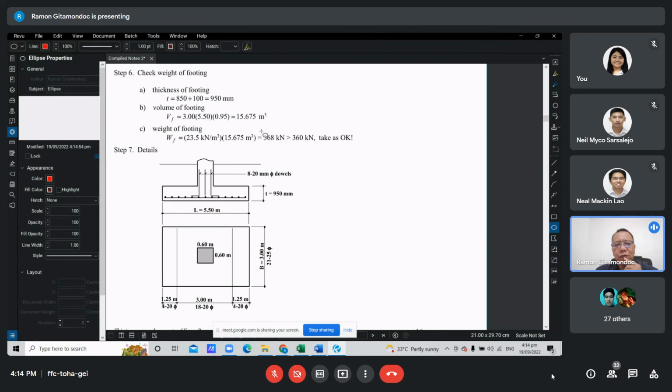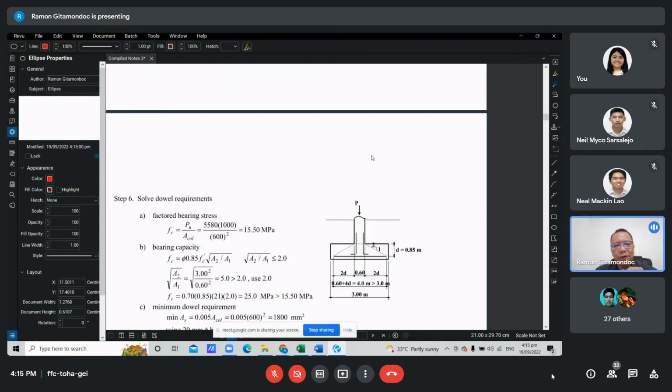In this case, our actual weight is 368. Our assumed weight from step 1 was 360 kilonewton. So our actual weight is greater than the assumed weight, so what we would do is go back to step 1 and recalculate, because the weight of the footing is heavier than assumed. But the difference is small, 368 and 360, so just take that as okay.